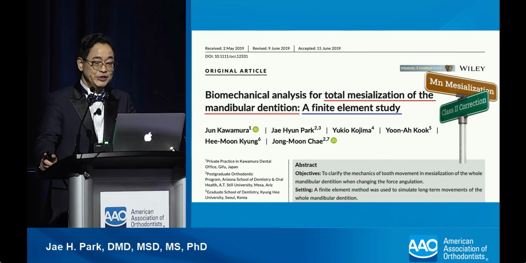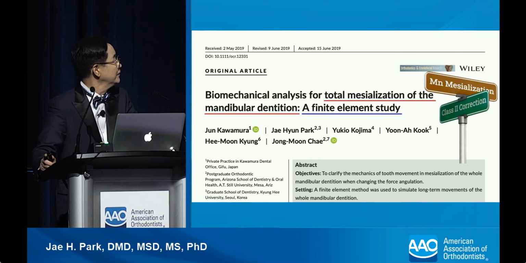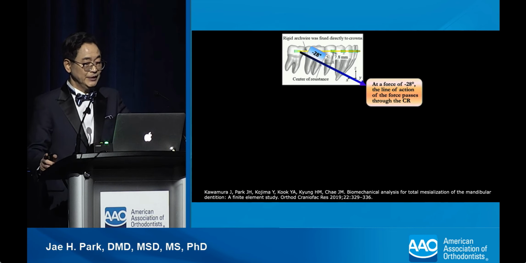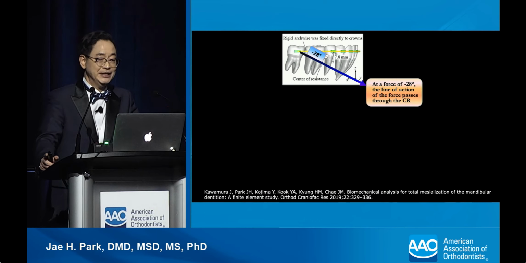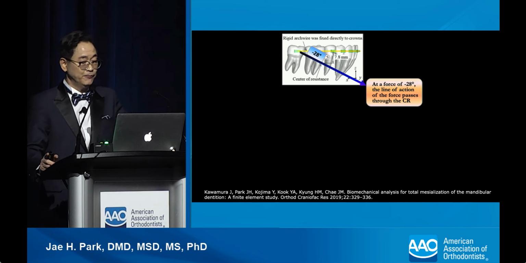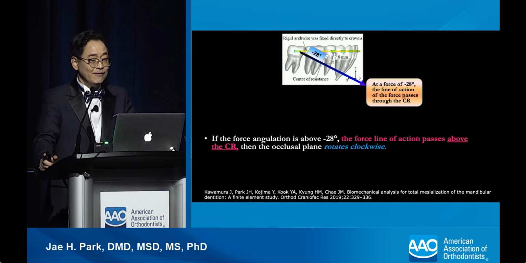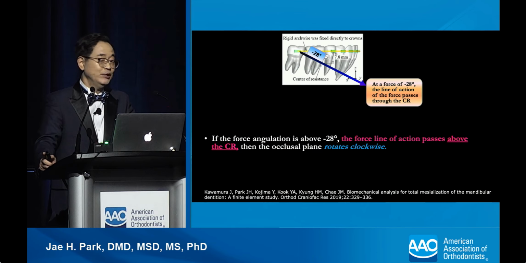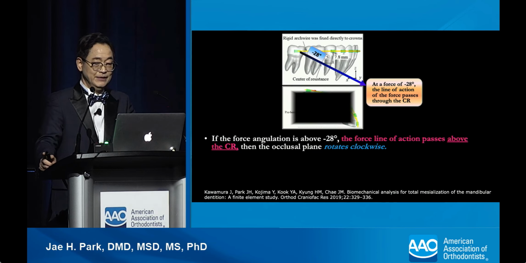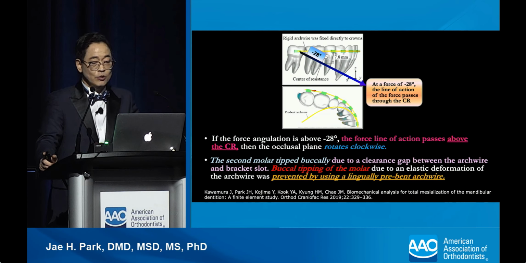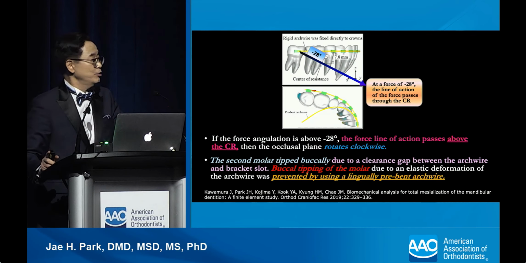What about total distalization of lower dentition in Class II correction? In this finite element study, we demonstrate a force angulation of minus 28 degrees. The line of force passed through the center of resistance. When the line of force passed above the center of resistance, the occlusal plane rotates clockwise. We used .022 slot brackets and 19x25 stainless steel archwire in this study.